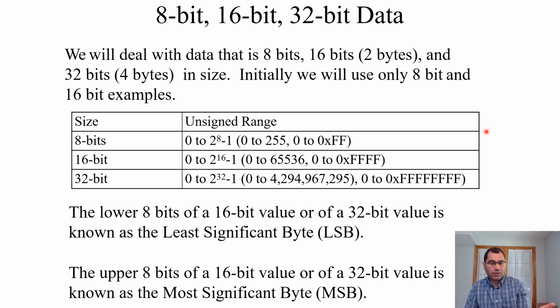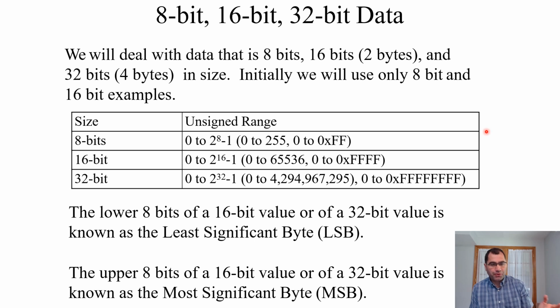In 32-bit, obviously the range grows significantly. It's from 0 to 2 to the 32 minus 1, and in decimal it's 0 to a little bit about 4 billion, or in hexadecimal it's a bunch of F's, so FF, FF, FF, FF.